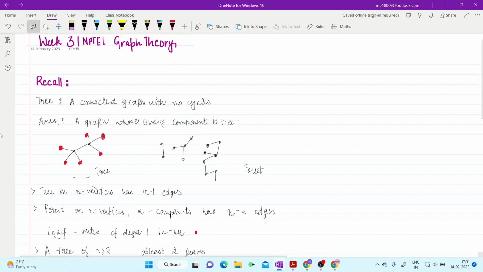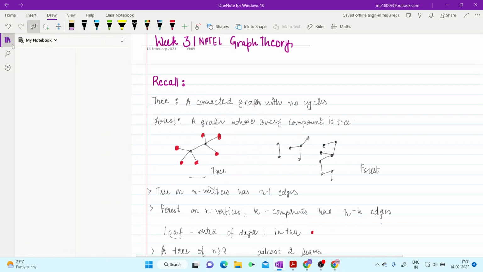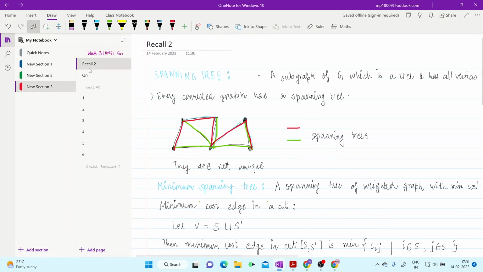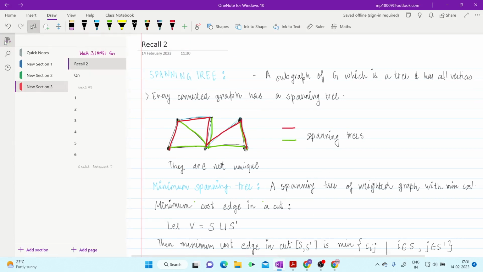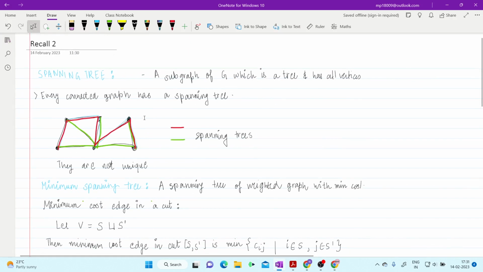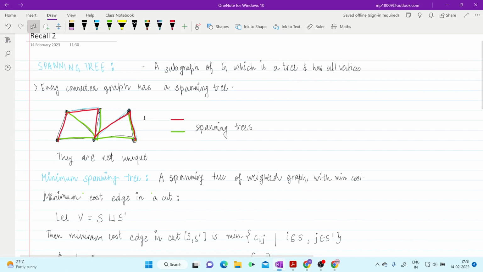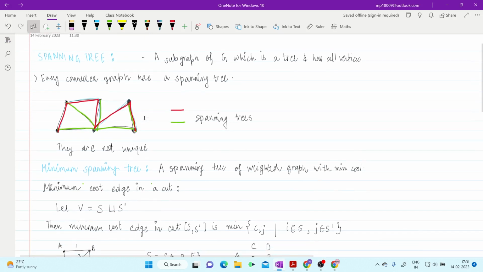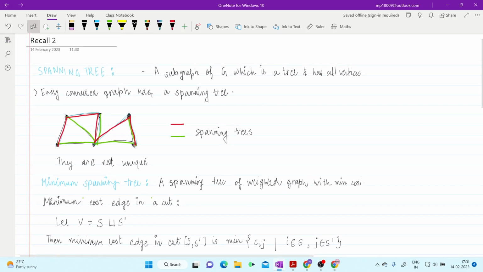So this was simple. Now what we want to do is find the spanning tree. So first of all, what is a spanning tree? A spanning tree is a subgraph of G which is a tree and has all the vertices. And we can see that every connected graph has a spanning tree.